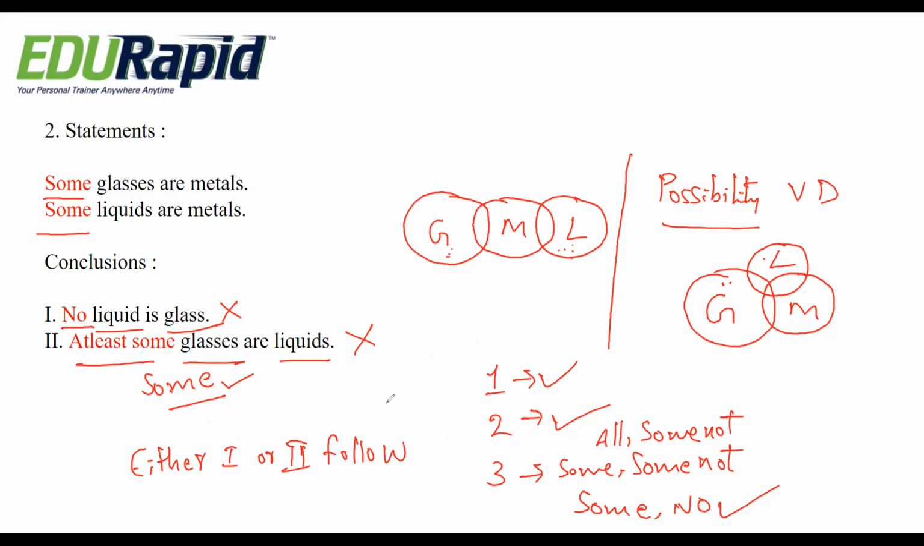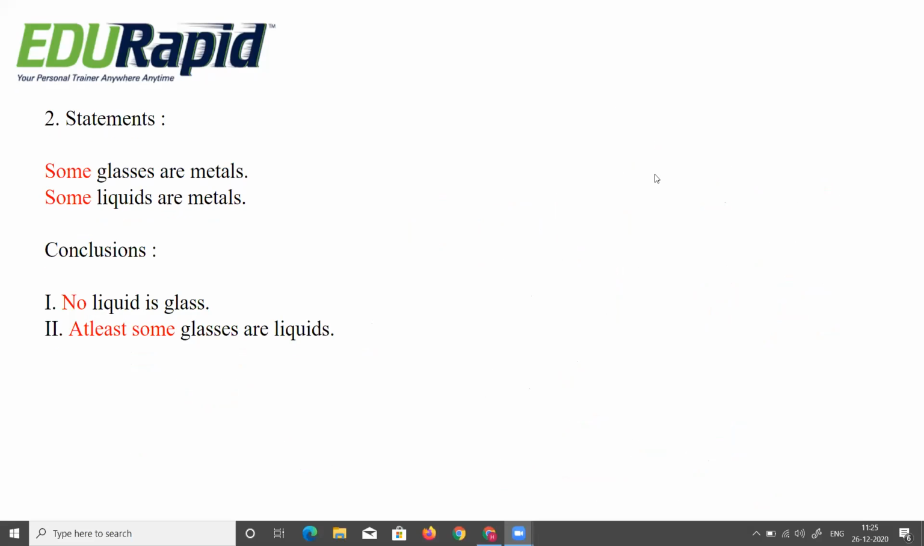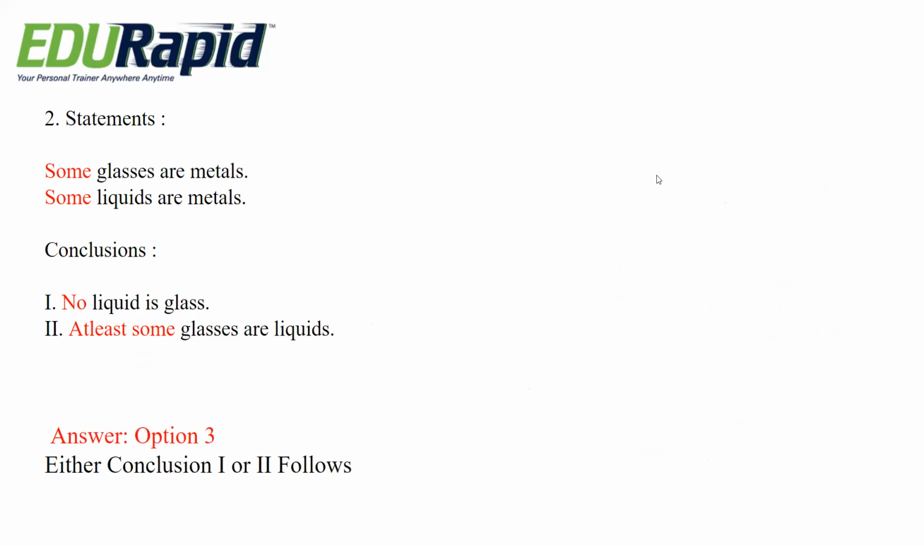So guys, please check in the exam. If both conclusions are wrong, don't blindly take neither conclusion 1 nor 2; please check for the either-or case. There may be a possibility. And this possibility Venn diagram, no need to write in the exam. For your understanding, I wrote it down. So the right answer is option 3, that is either conclusion 1 or 2 follows.